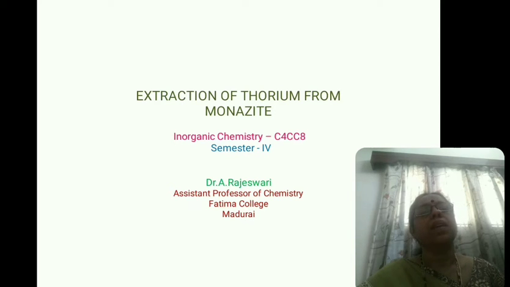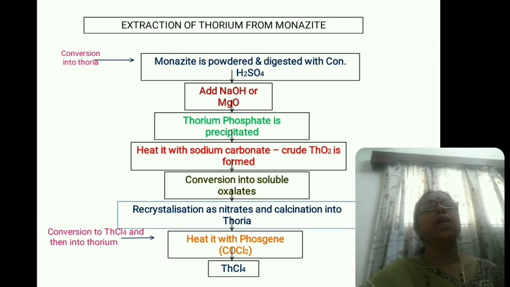Actually, there are different ores available for thorium, mainly 3 ores. One is thorite, another one is thoronite, then the third important ore is monazite sand. Actually, we are going to do this extraction using monazite sand. So many steps are involved in this extraction of thorium. We are going to see them one by one. Extraction of thorium from monazite sand.